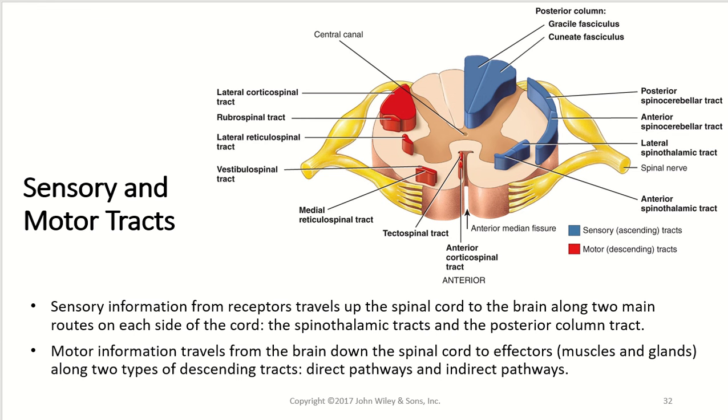And the motor information is going to travel from the brain down the spinal cord to the various effectors, the muscles, the glands, whatever, along two types of descending tracts, the direct pathway and the indirect pathway. That's all we're going to say about that. We're not going to get into any more detail about these tracts and pathways.